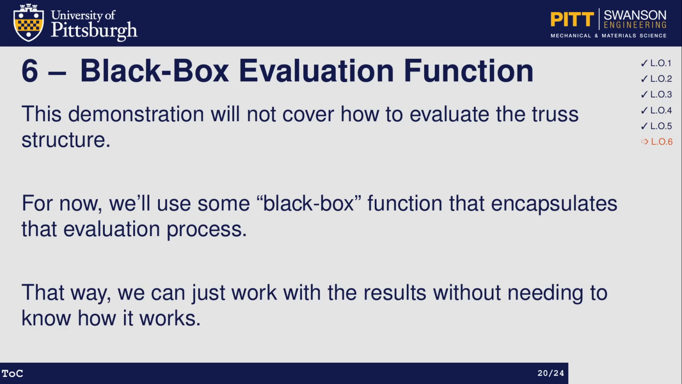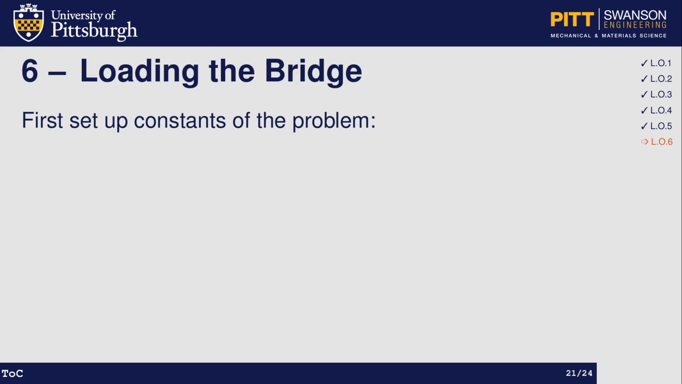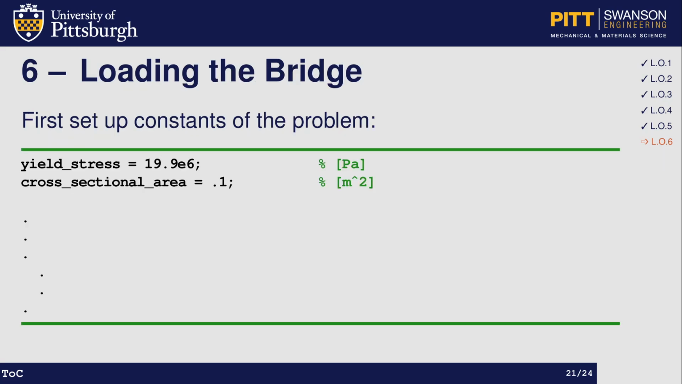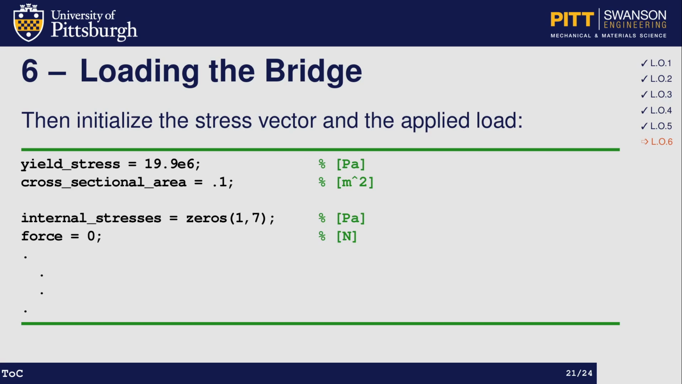works. So, first, let's set up the constants of the problem, which in this case are the yield stress and the cross-sectional area. These numbers are somewhat arbitrary. Similarly, I just got them off the internet or made them up in my head. Then let's initialize the stress vector for each member of the bridge, as well as an initial value for the applied load on the structure, which is 0, because we want to increase the force until it breaks.